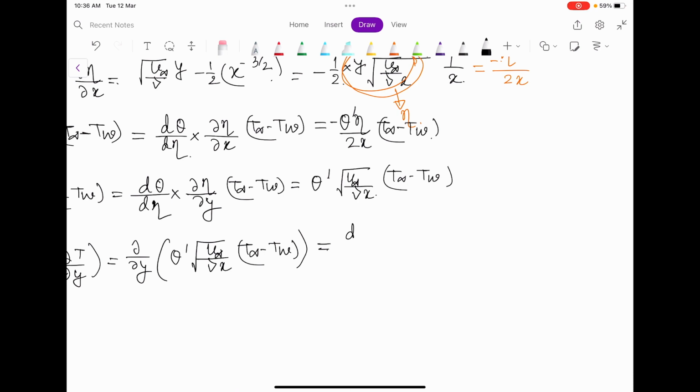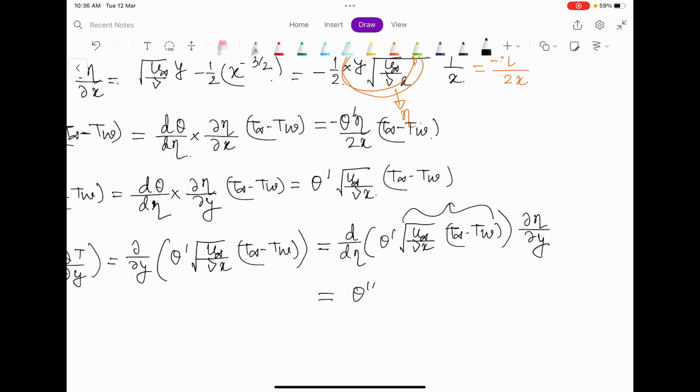That will be nothing but d d eta of this whole thing. I am doing this step by step for the sake of your understanding, into del eta del y, right? So here it will be theta double dash, because all these things are not the function of eta, right? And here del eta is again the same thing.